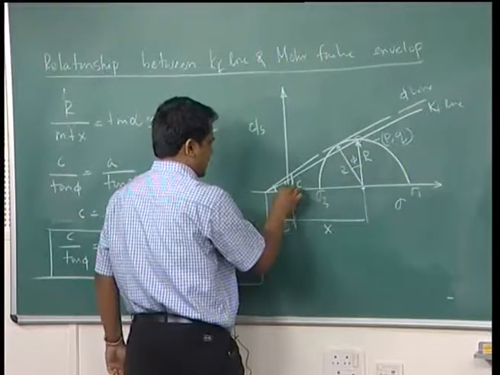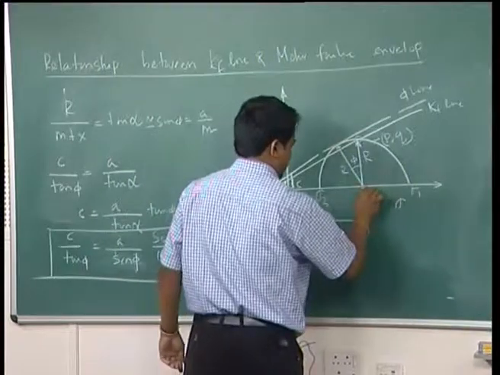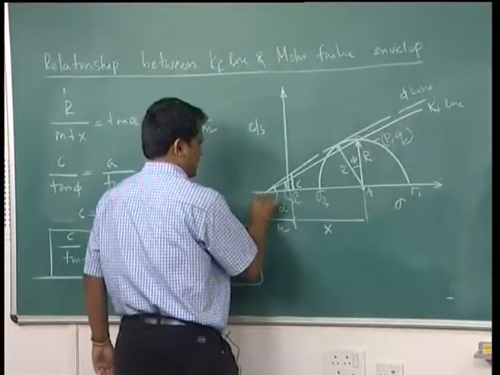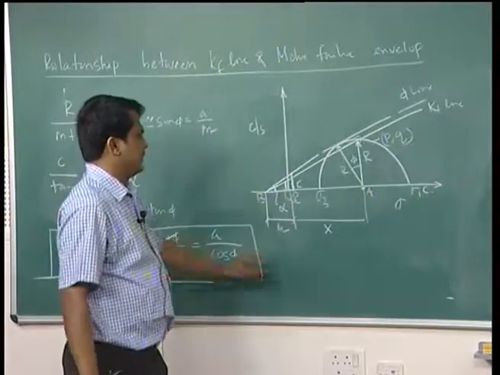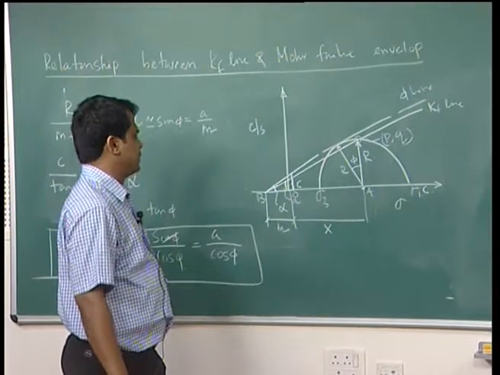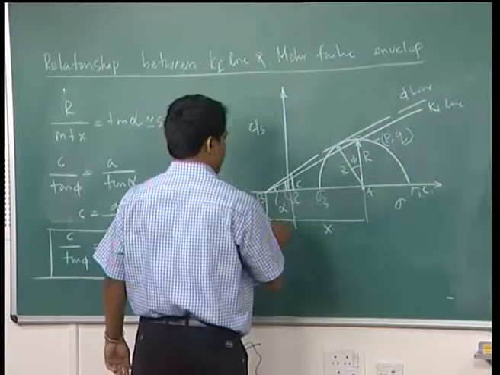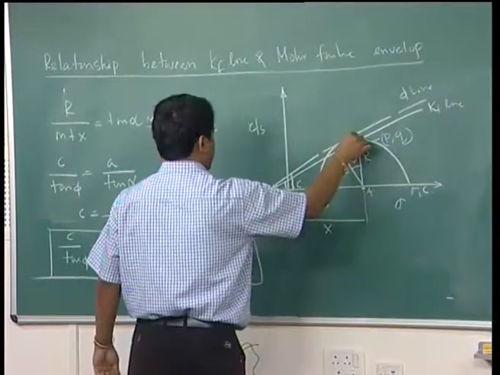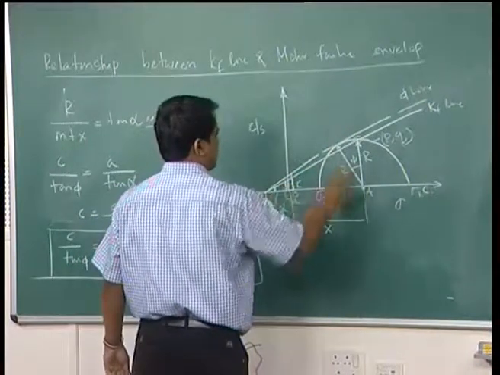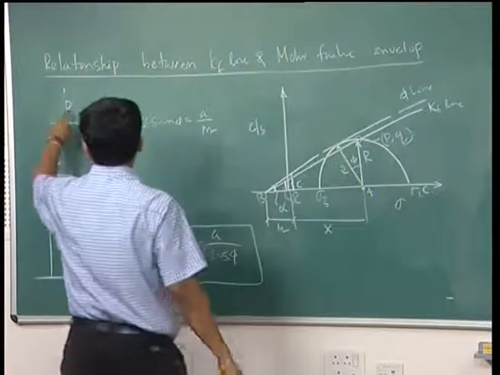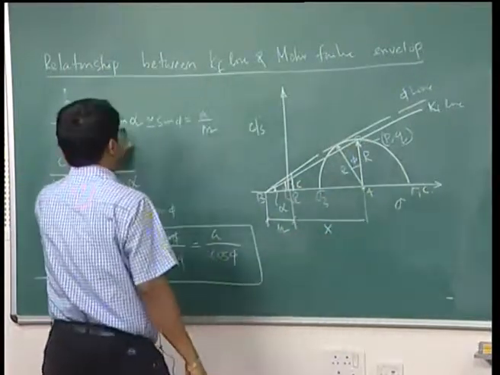You can name the points: this is O, this is A, this is B, and this is C. OB is M. Now from simple geometry, look at this triangle: R by M plus X is equal to tan alpha.